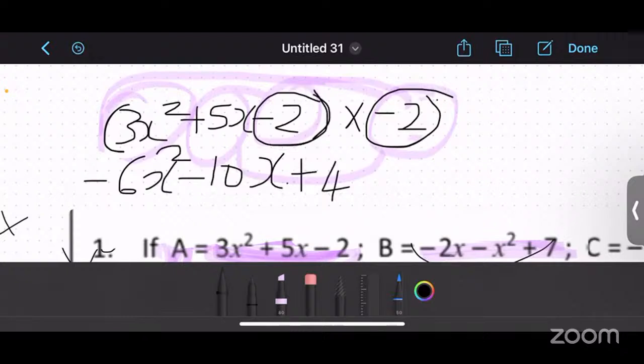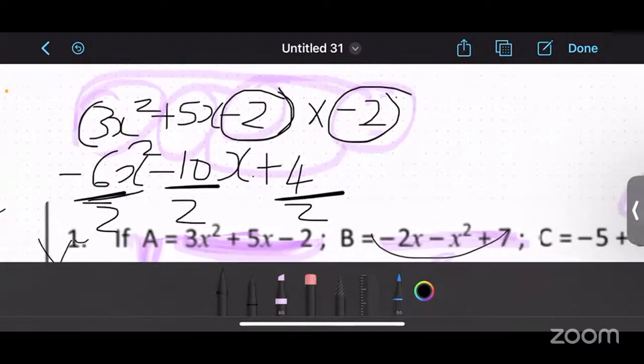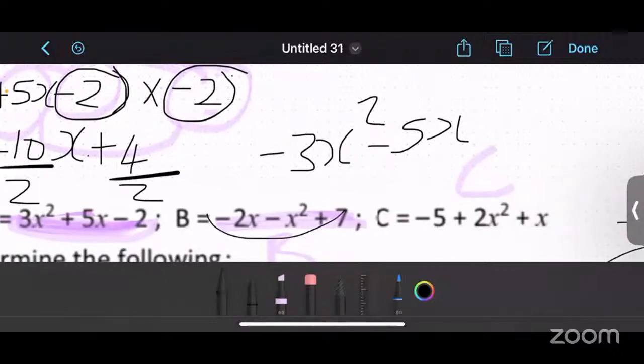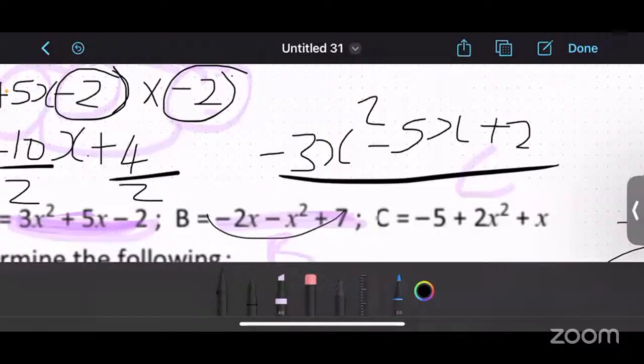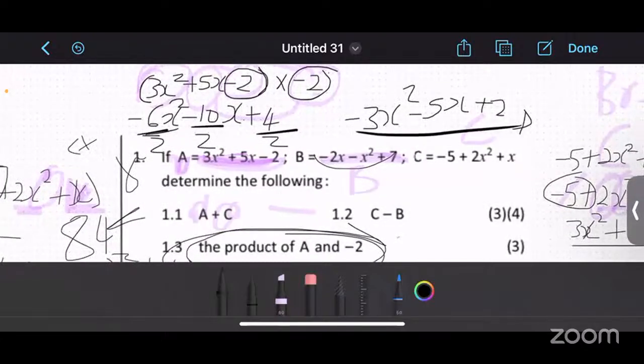Okay, but again, I can simplify it further and divide everything by 2, because you see, 2 can go in here, 2 can go in here, and 2 can go in there. So I can say divided by 2, divided by 2, divided by 2. Then I'm going to have -6 divided by 2 is going to be 3. So I'm going to have -3x squared minus 5x plus 2. It's going to be +2. And this is going to be my final answer. Okay? Are you guys following?